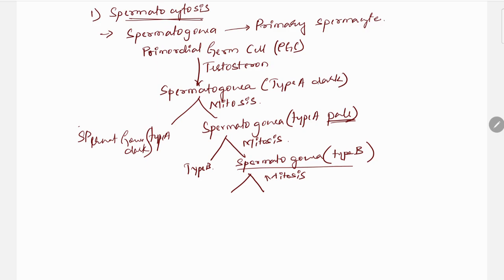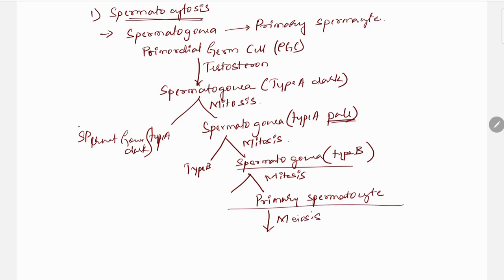So what is going to come here? The primary spermatocyte is going to form. Okay, till here. After this, the meiosis process will start.